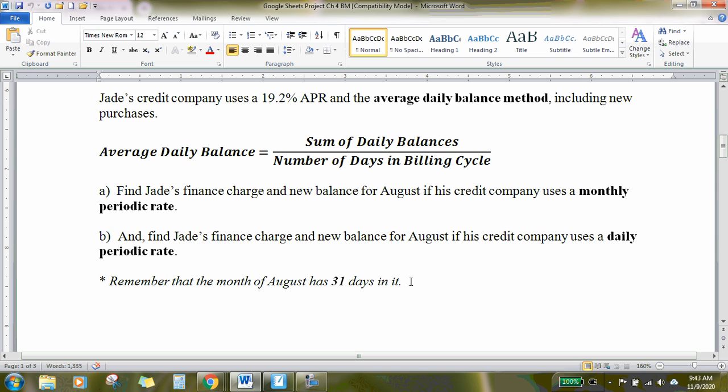You could always Google that too if you're trying to do homework and it's a certain month and you don't know how many days there are. You could look at the calendar app on your phone, or you could just type into Google, how many days are there in August? And Google will tell you. You could probably even ask Siri or Alexa.